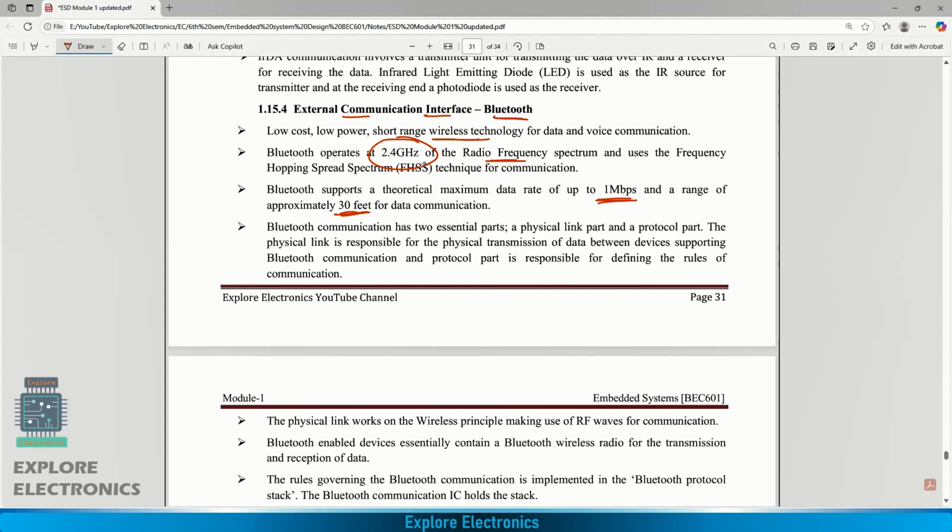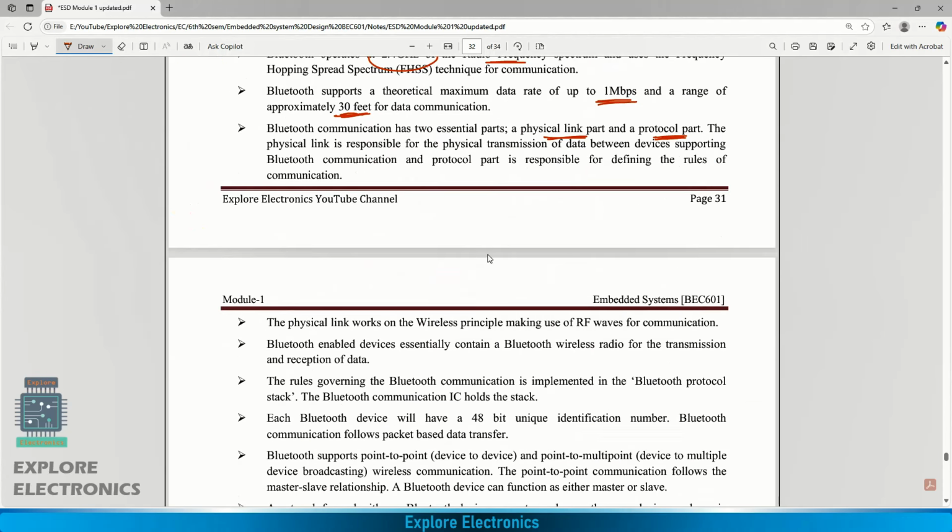Okay, 2.4 gigahertz, right? And then Bluetooth communication happens in different layers. Layered communication will be there. Physical link part is there and a protocol part is there. Physical link, in the sense, it will be data transmission between the devices. Device level, application level we say. Protocol level, in the sense, it will have an encryption decryption mechanism inside, right?